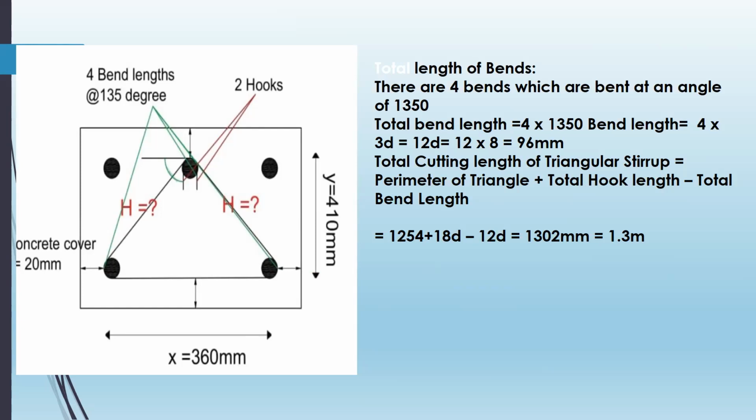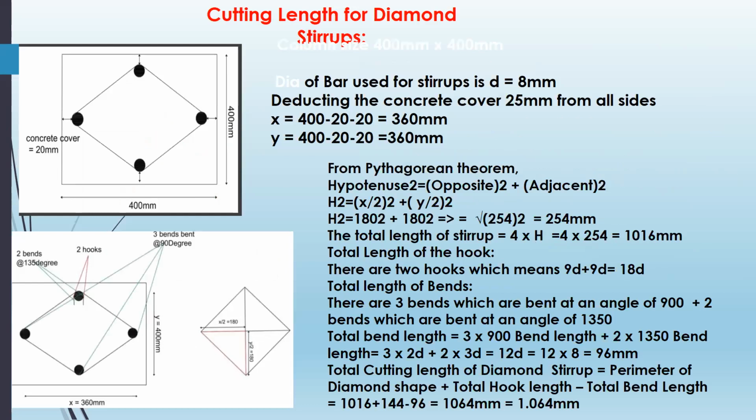Total cutting length of the stirrup is equal to perimeter of the triangle plus total hook length minus total bend length. That means 1254 plus 18d minus 12d, that is 1302 mm, that means 1.3 meter. Cutting length of the diamond stirrup.